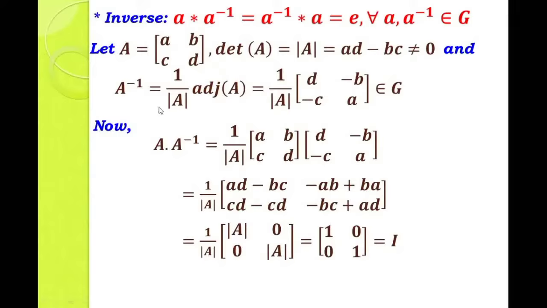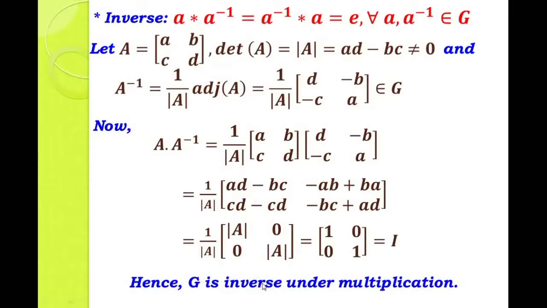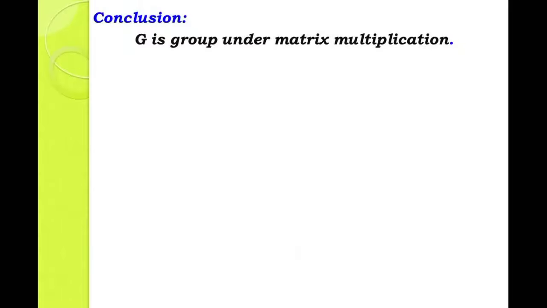So what is the inverse property? A into A inverse equals A inverse into A equals what? The identity element. So here the identity matrix is capital I. Therefore, G is called what? Inverse under multiplication. Okay, so what is your conclusion? The given matrix satisfies closure property, associative property, identity property, and inverse property. Therefore, the conclusion is that G, the given matrix, is a group under matrix multiplication.